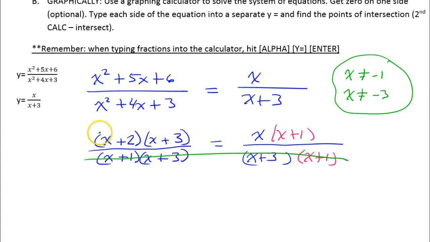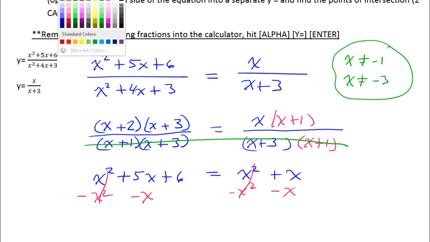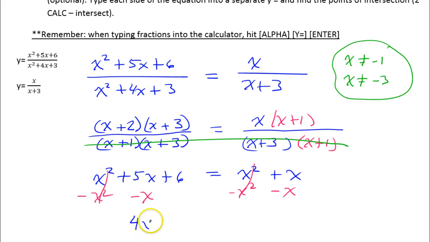Without really thinking about it too hard, I'm going to put this binomial times the binomial back to the trinomial from whence it came. So I'm turning this back into x squared plus 5x plus 6, since I didn't actually wind up canceling anything out. Here I'm going to do the distributive property, that's x squared plus x. Alright, this is interesting. So I'm going to subtract x squared from both sides, and I'm going to subtract x from both sides. It's interesting because both x squares cancel each other out. So this is going to leave me with 4x plus 6 is equal to 0.